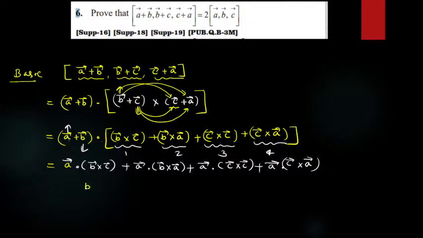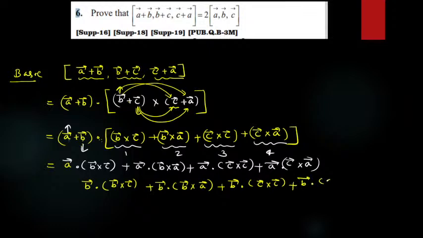That is B dot first one, that is B dot B cross C, plus again B dot second one, B dot B cross A, plus again B dot third one, that is B dot C cross C, plus again B dot fourth one, B dot C cross A. So easily you can split it out here.